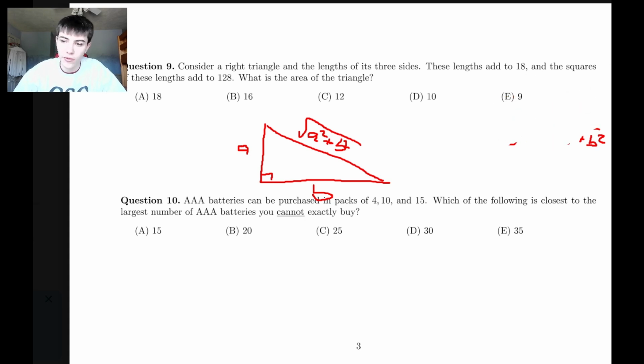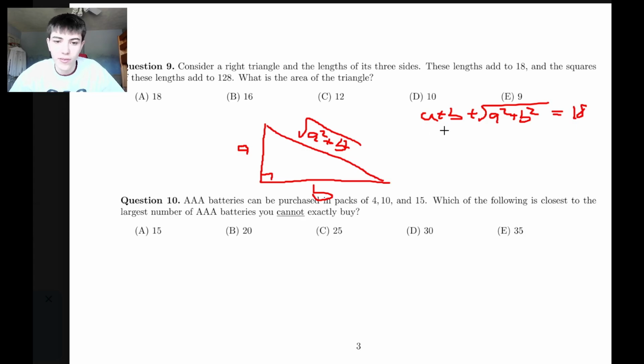So what did it tell us about these lengths? It said they add to 18. So that means A plus B plus the square root of A squared plus B squared equals 18. And the squares of these lengths add to 128. Okay, so A squared plus B squared plus the square root of A squared plus B squared, squared, equals 128.